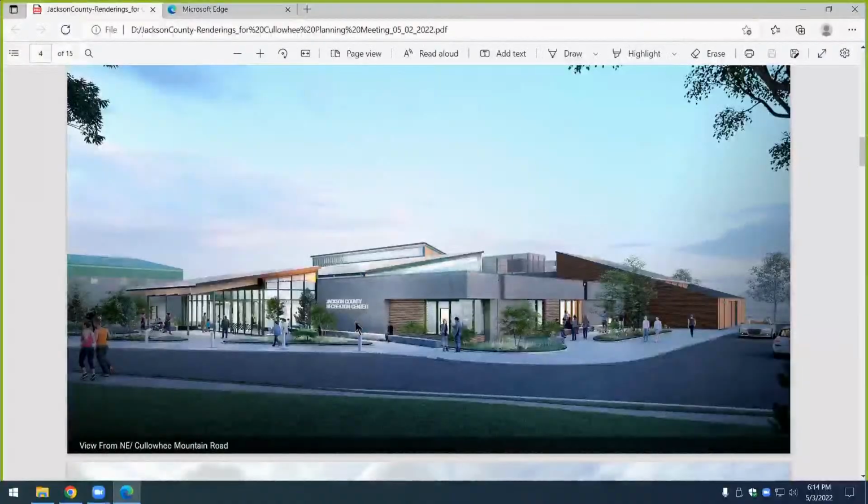So this is just a rendition of the main entrance. Just to orient everybody, baseball fields are over in this section.